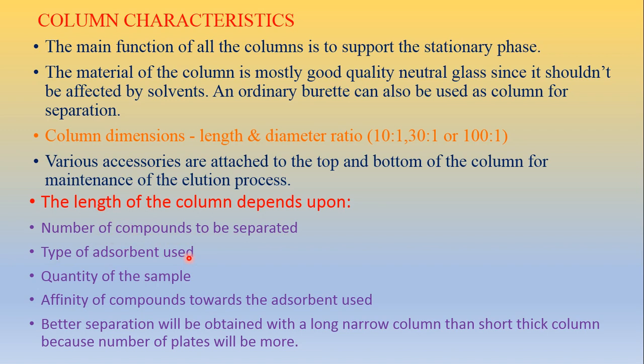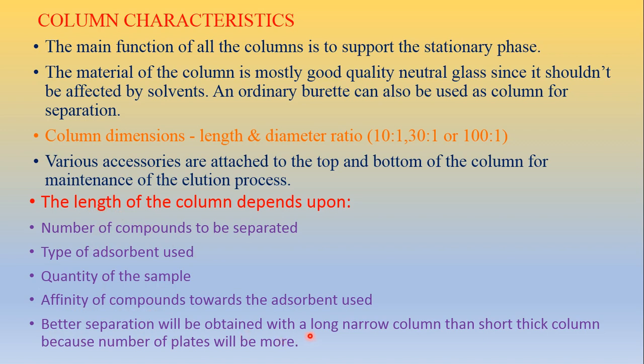Type of adsorbent used: if the adsorbent quality is very high, meaning its surface area is very high, then shorter lengths are sufficient. Quantity of the sample: if the quantity is high, then we have to use larger or longer columns. Affinity of the compounds: if the affinity of the compounds towards the adsorbent is high, shorter lengths are sufficient, but if affinity is low, then we have to use a longer column.